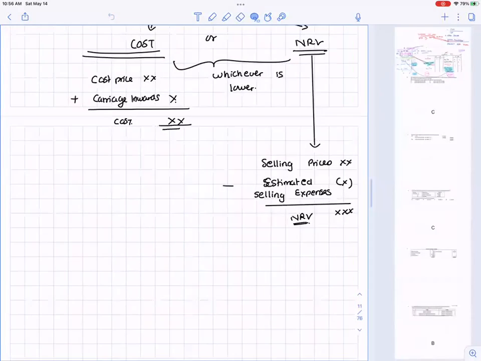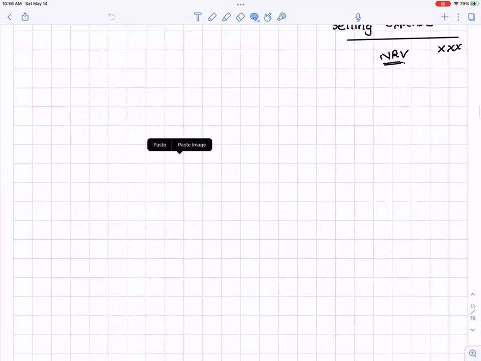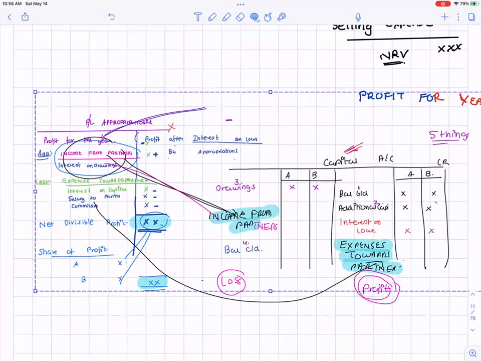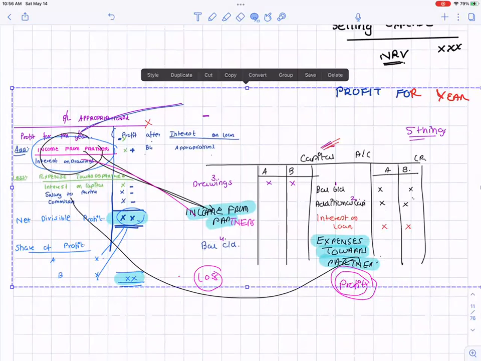Inventory valuation also I have to teach you. Just remind me about it.